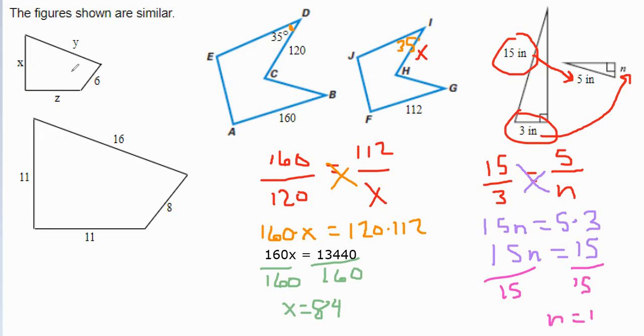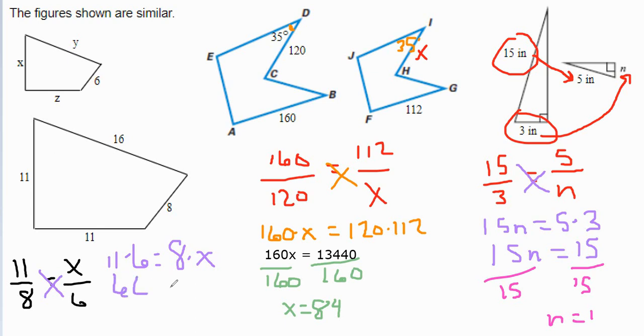And these quadrilaterals over here on the left side, we have the 8 and 6 will match up. Let's find the x first. So in this one I'm going to do 11 over 8 is going to equal x over 6. So when we cross multiply, 11 times 6 is going to equal 8 times x. 66 equals 8x. Divide both sides by 8. And we're going to get 8.25 for x.